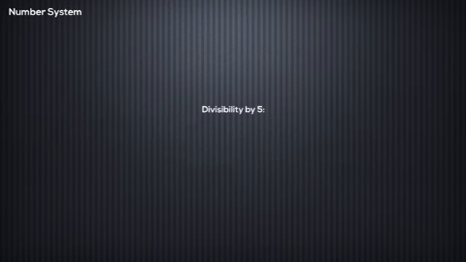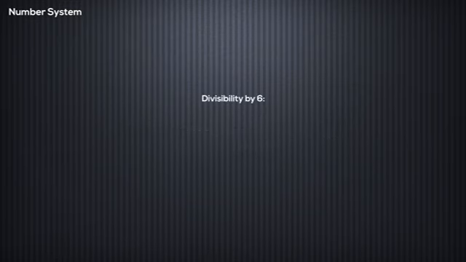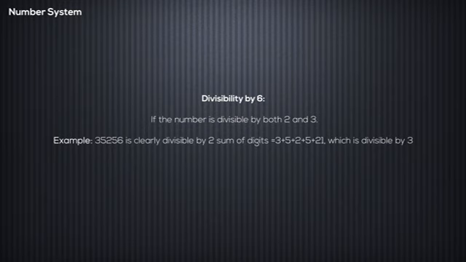Divisibility by 5. A number is divisible by 5 if its units digit is either 0 or 5. For example, 20,820, 50,345, etc. Divisibility by 6. If the number is divisible by both 2 and 3, then the number is divisible by 6. For example, 35,256 is clearly divisible by 2, and the sum of its digits is divisible by 3. Thus, the given number is divisible by 6.